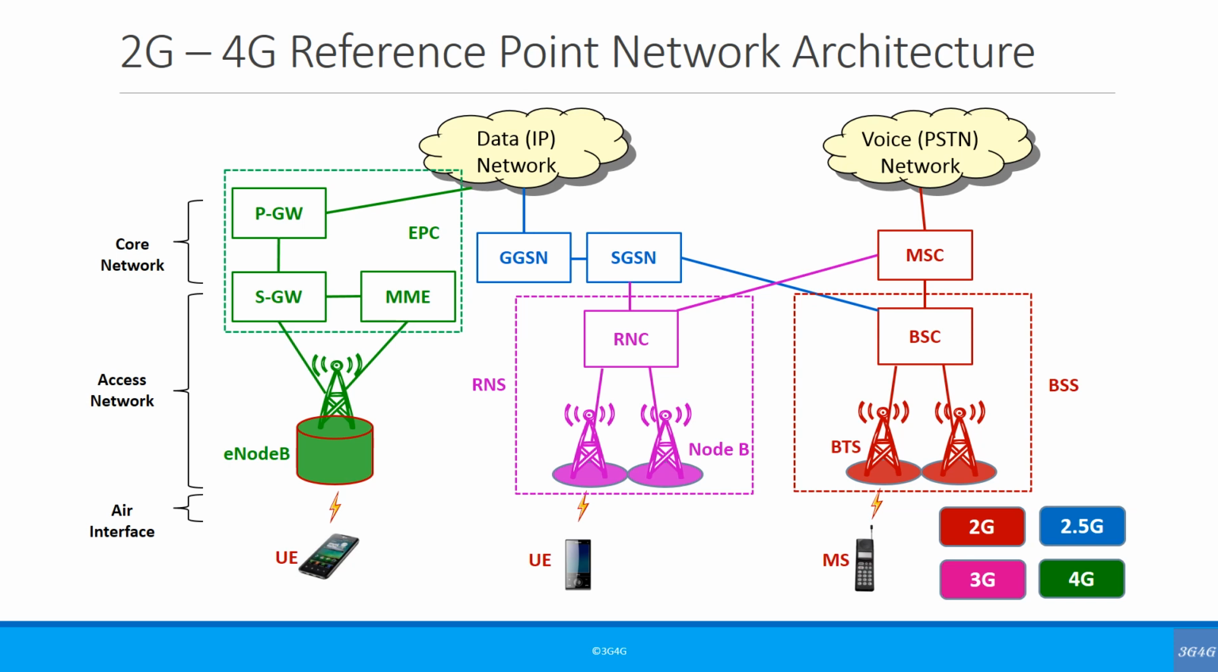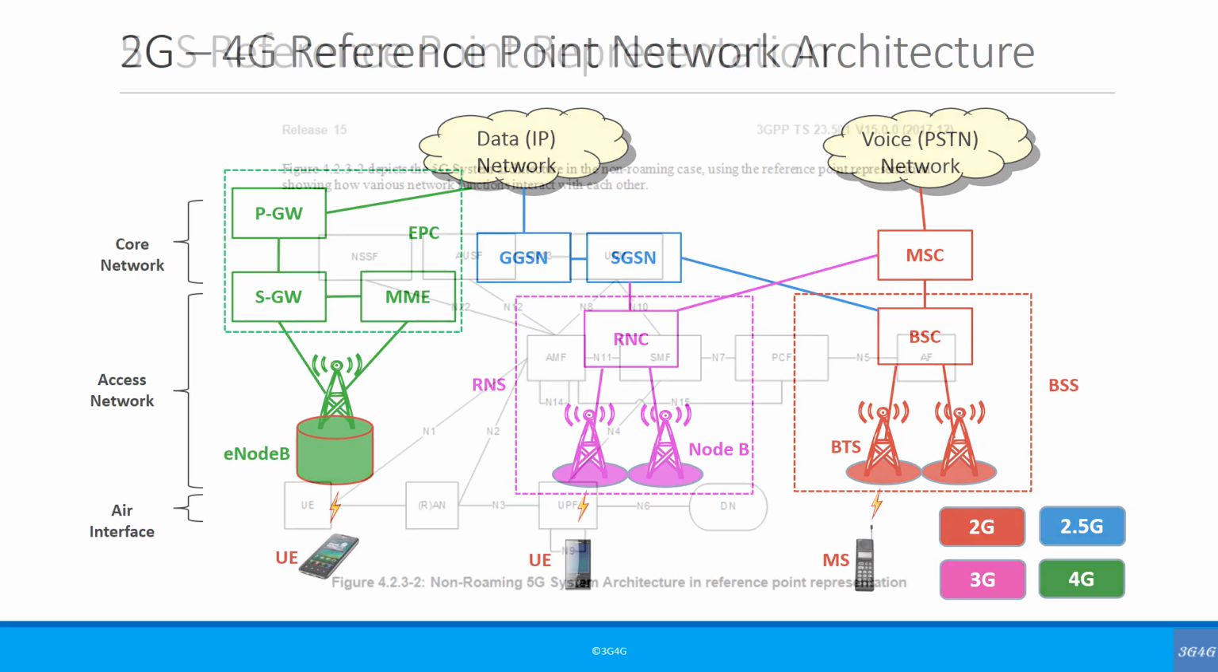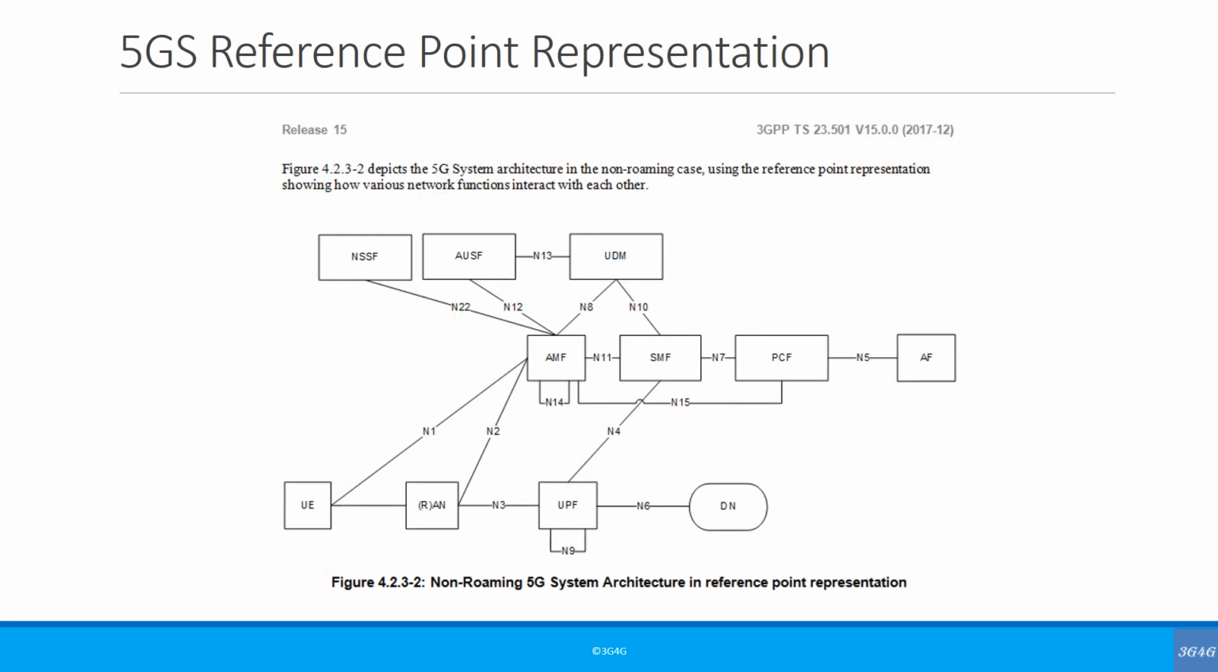Now, the network architecture that you are seeing here, you must have seen it in many of my videos, and is known as the reference point network architecture. The 5G system reference point representation can be seen here. This is from the 3GPP technical specification 23.501.